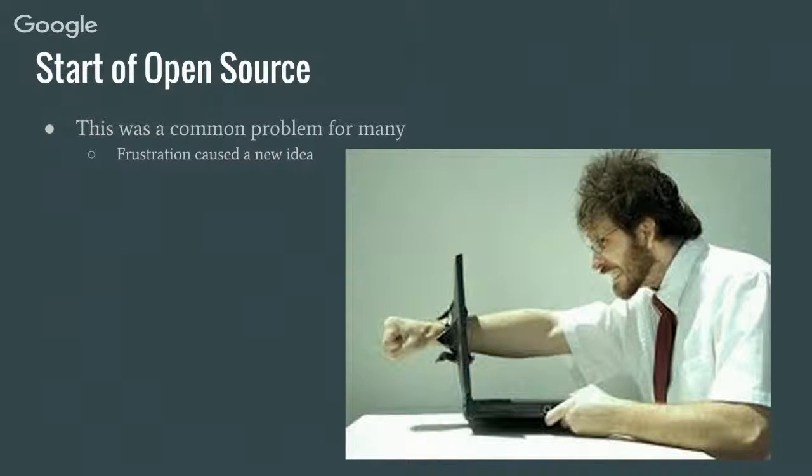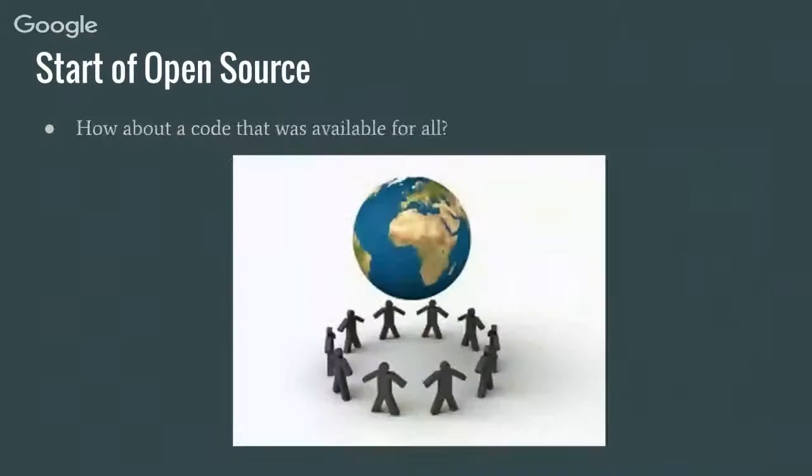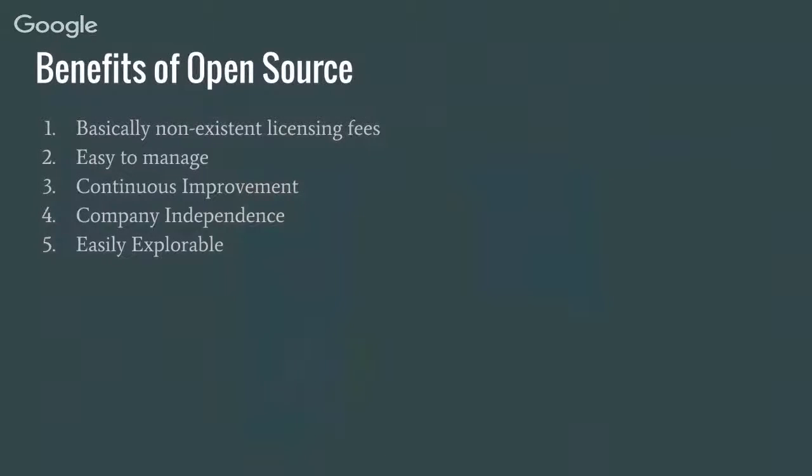Frustration caused a new idea. And that new idea was, what if there was a source that was available for all? What if there's code available for all? That would take away from the black boxes, and people could go into the computer and see what they're actually working with and what code and software they're using. And so this gave birth to open source.